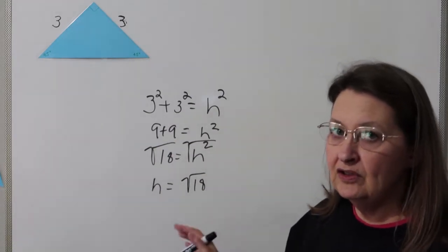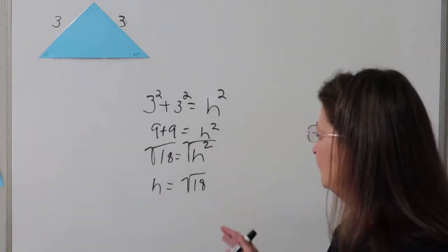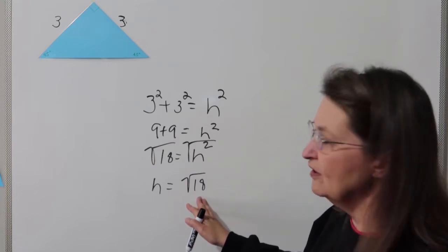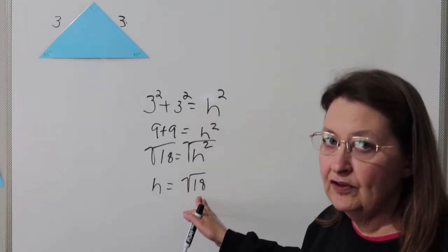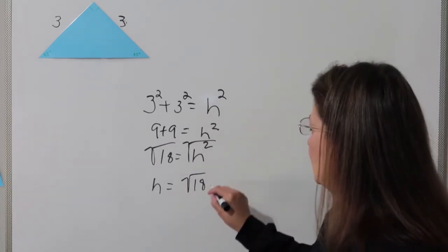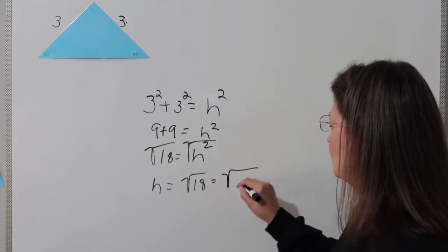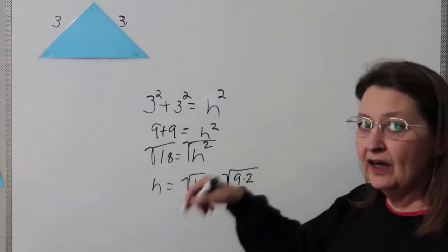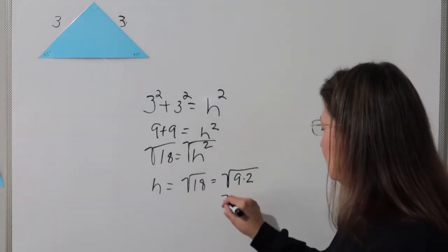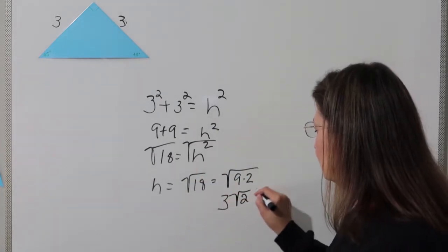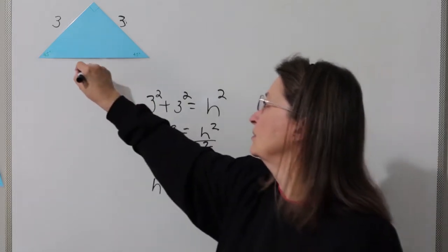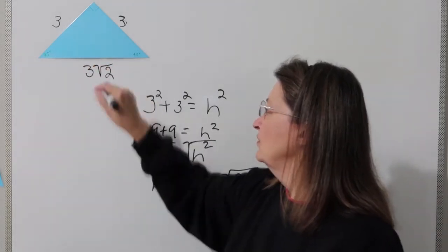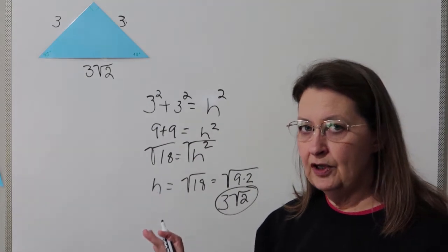Now, side note here, we do need to simplify this. What's a factor of 18 that is a perfect square? 9. So we could break this down into the square root of 9 times 2. The square root of 9 comes out, so that's going to be 3 square root of 2 for your final answer. So that hypotenuse is 3 square root of 2.